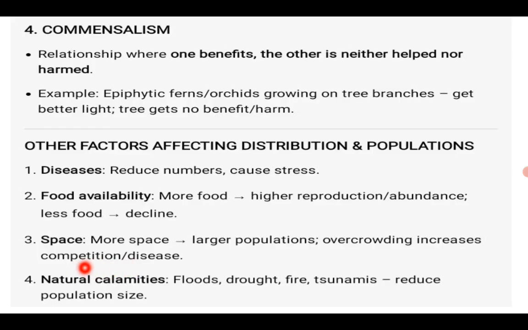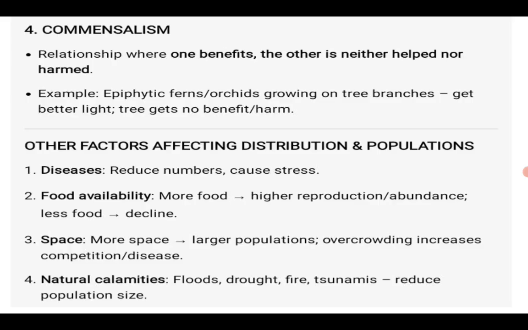Another factor that affects distribution of population is natural calamities such as floods, drought, fire, tsunamis. These reduce population size as some organisms are destroyed or killed in the process during these natural disasters, which are also called natural calamities.